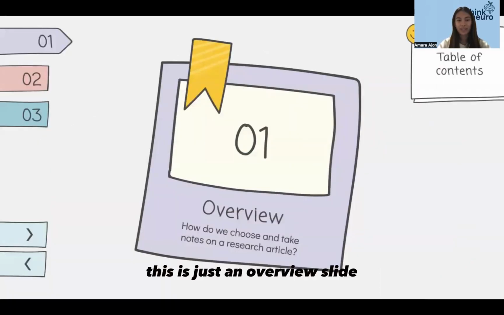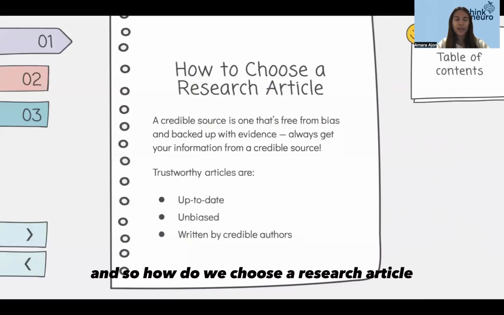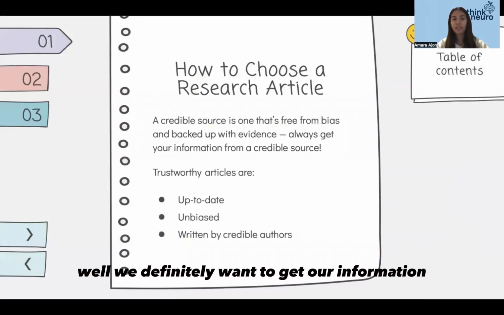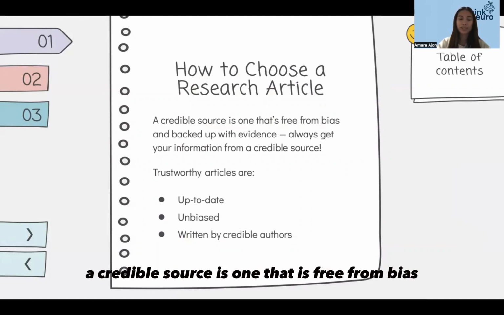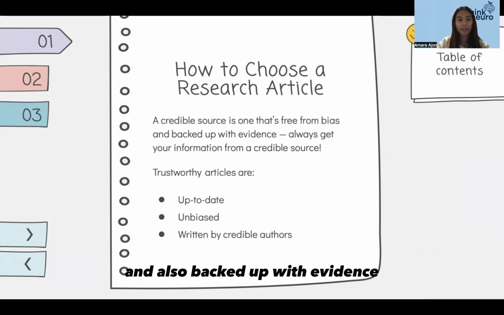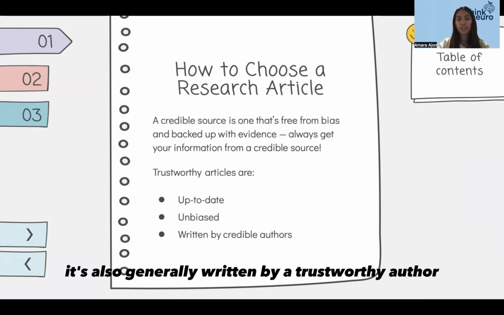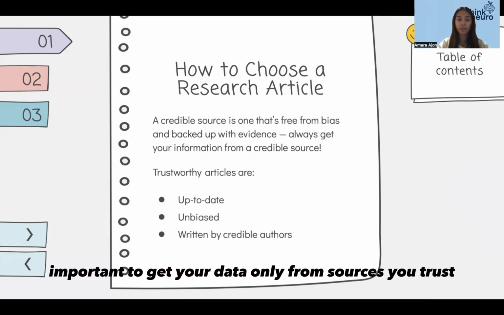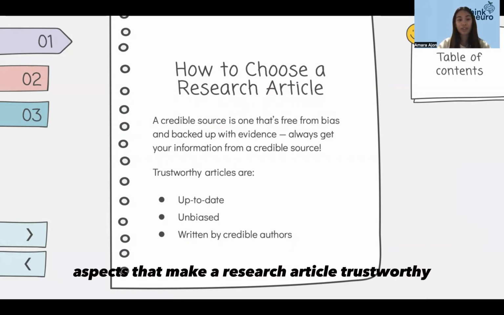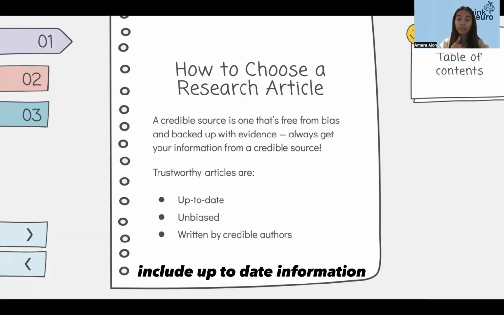This is just an overview slide. And so how do we choose a research article? Well, we definitely want to get our information from somewhere that's credible, right? A credible source is one that is free from bias and also backed up with evidence. It's also generally written by a trustworthy author or organization. With the internet available, it is so easy for misinformation to spread, so it's extremely important to get your data only from sources you trust. Aspects that make a research article trustworthy include up-to-date information, unbiased writing, and also trustworthy authors.